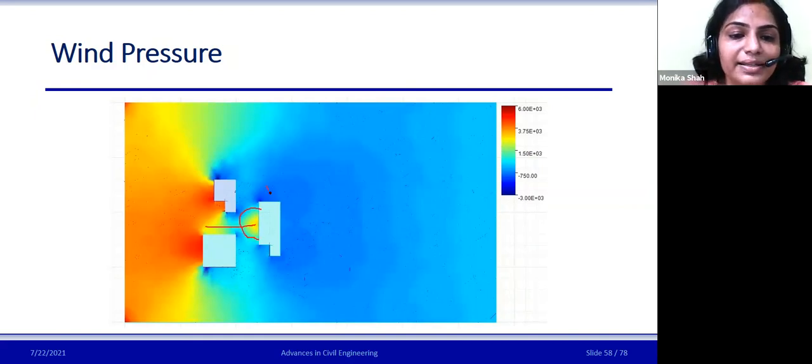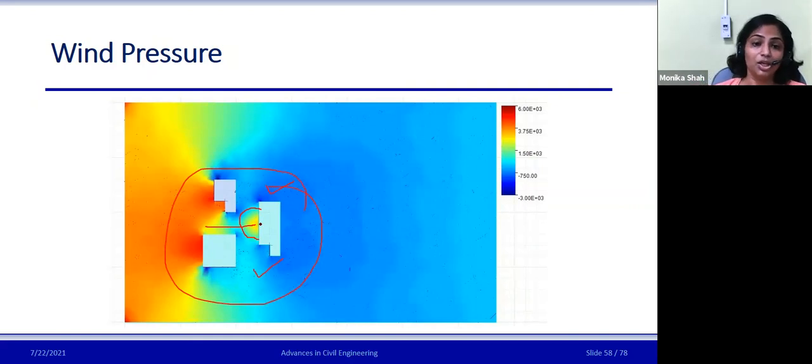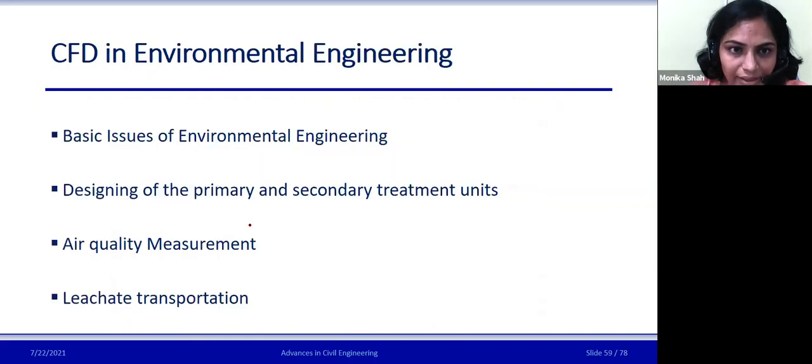So while you are designing this particular building, beforehand, you have to go for CFD analysis for the stability of such kinds of structures, right? So this is about how CFD works, how it is implemented. Now I'm going to discuss a few things related to environmental engineering.